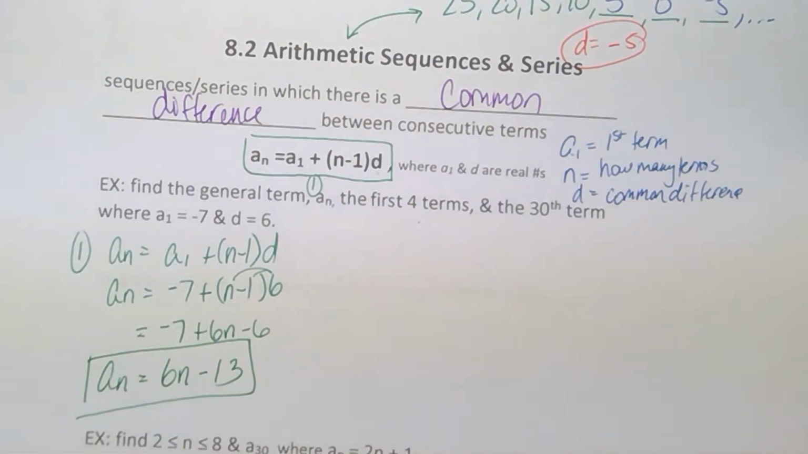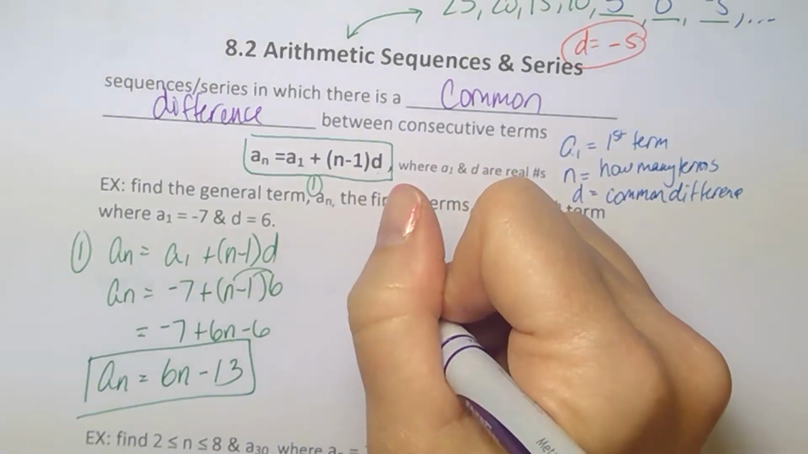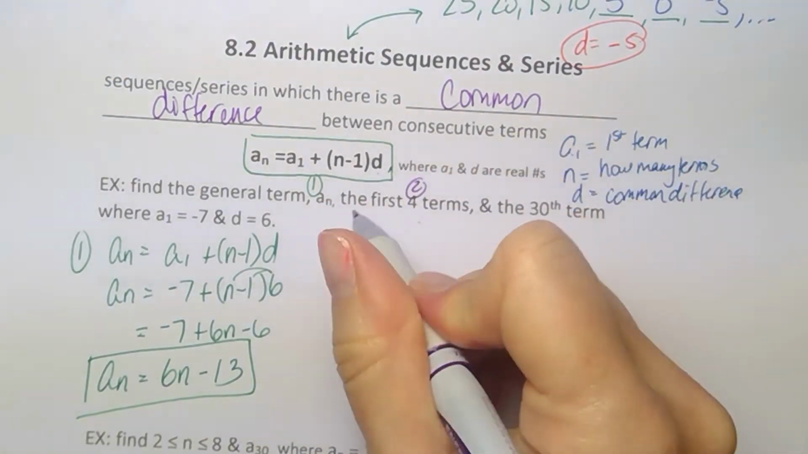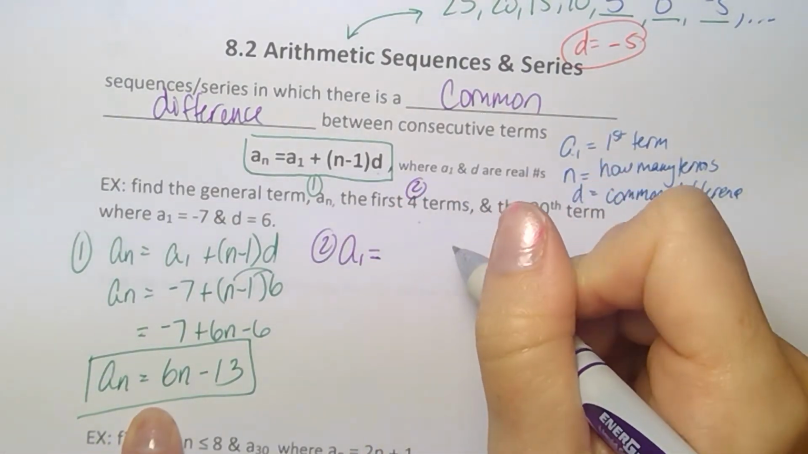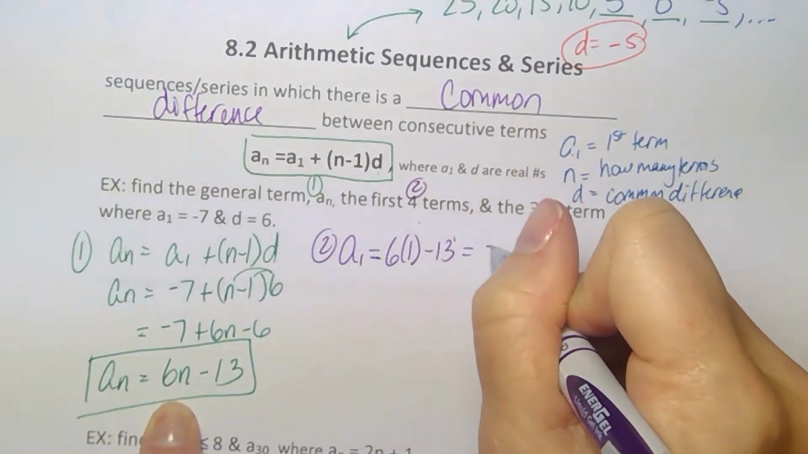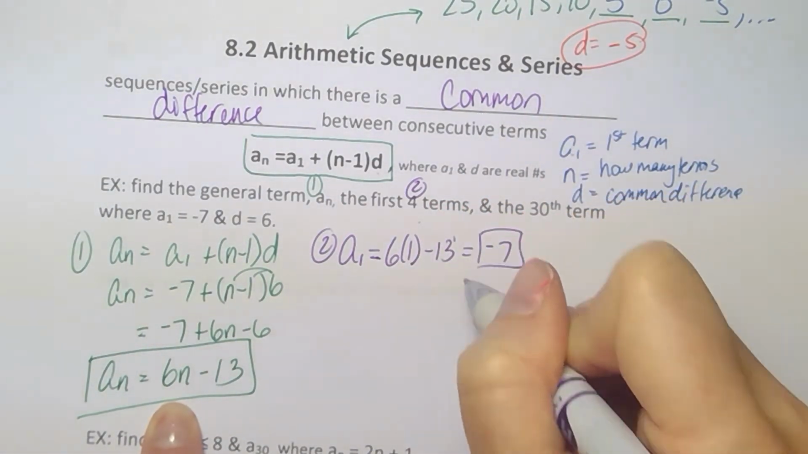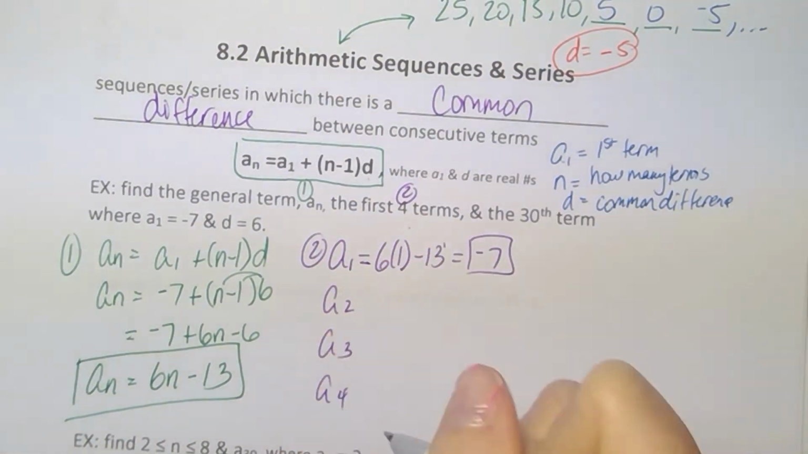So that is the general term that will give me this sequence of terms that I'm interested in. Now we can double check ourselves to make sure that this general term gives us the first term we were told to expect. My second part is to find those first 4 terms. So let's go ahead and do that. If I find a sub 1, using this, I have 6 times 1 minus 13, which is -7. That was the first term I was told to expect. So I need to find the first 4 terms, and then I'm going to find the 30th term.